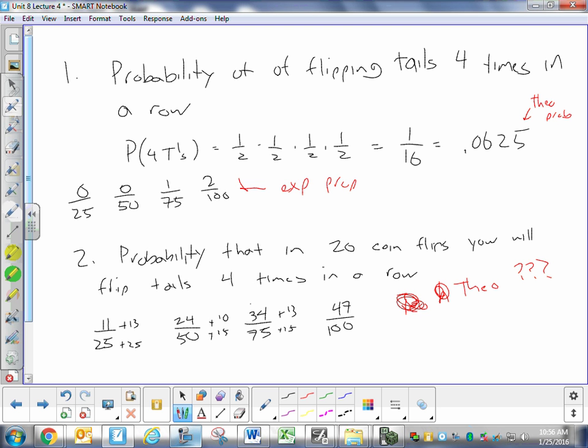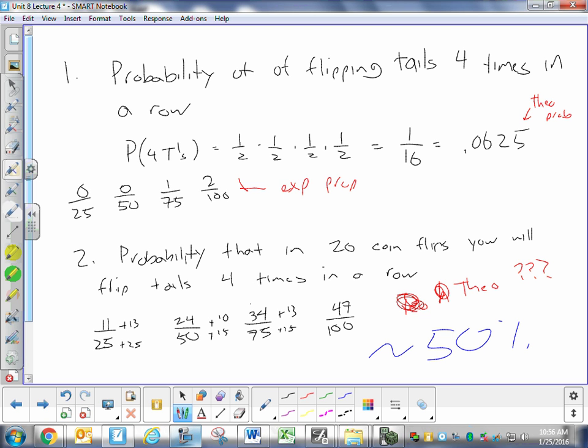Okay? Experimental probability, right here. Every single one of these is experimental probability. As I do more and more trials, we would get an experimental probability that would get closer and closer to the theoretical probability. We don't have to find the theoretical probability mathematically. We can say, most likely, the answer to this question is around 50%.